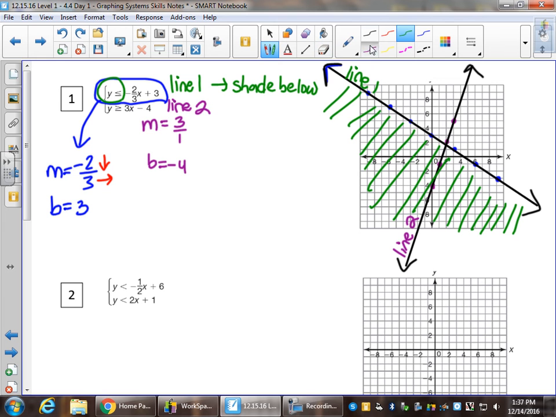For line 2, my inequality sign says y is greater than or equal to. Greater than or equal to means shade above or shade up. So here's my line 2. Above is this part of the y-axis going up. So I shade this side.